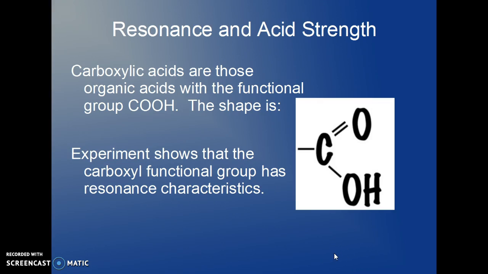Now, when you have a carboxylic acid, you get resonance. Carboxylic acids are the ones with functional group COOH, and here is the shape. You may have seen it before. Experiment shows that this carboxyl functional group has resonance characteristics. Remember, resonance means where is the double bond? It can be between 2 atoms or 2 other atoms. In a sense, it kind of like it can shift.